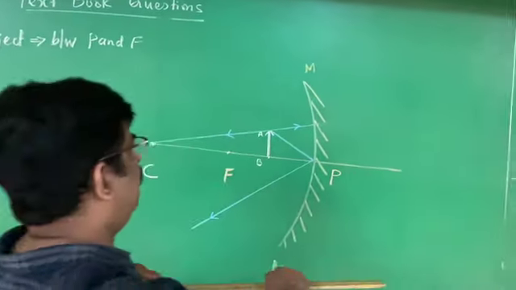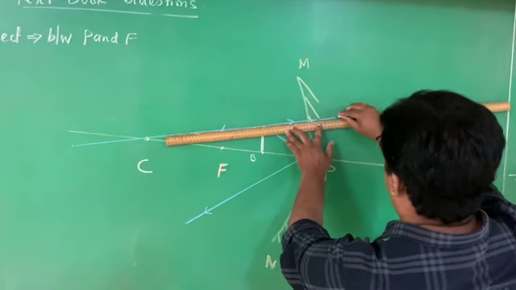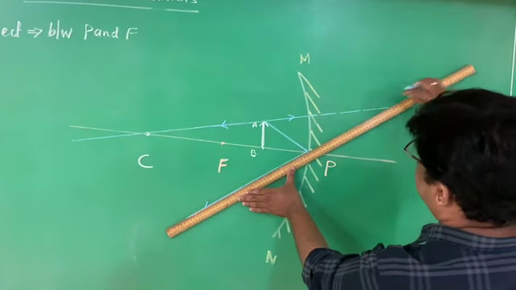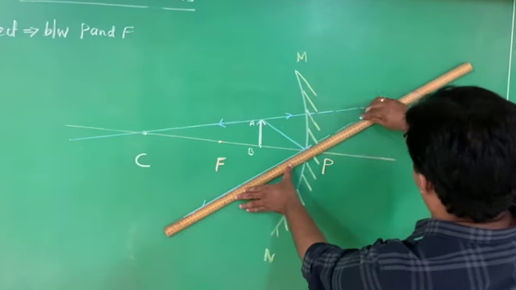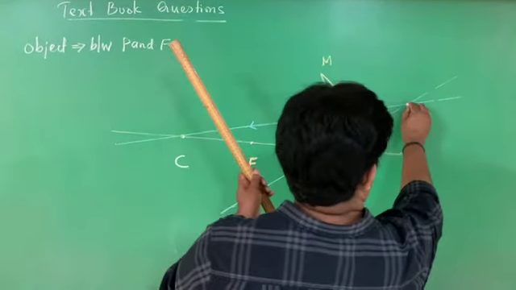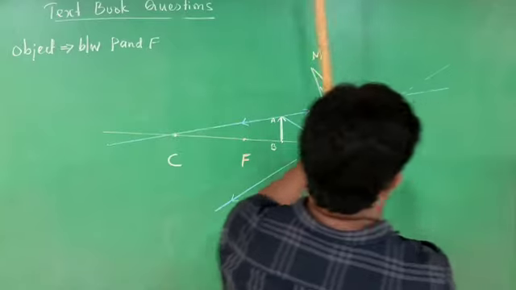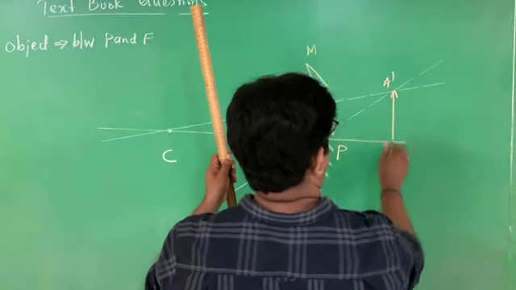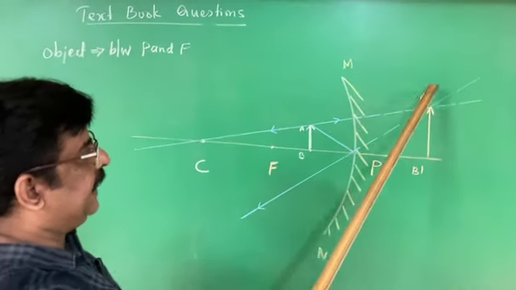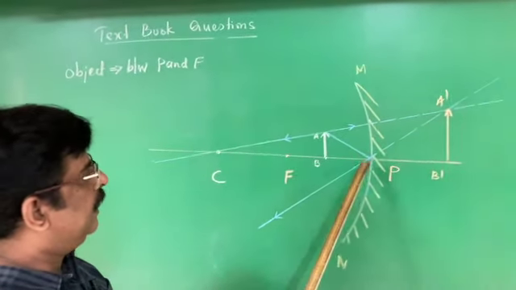Therefore, we have to extend them behind the mirror. I extend by dotted lines. One, I extend this. Both the reflected rays intersect at this point. Here, write the image. The image is A dash B dash. Where is the image? The image is behind the mirror. Therefore, it is virtual. It is erect. It is enlarged.